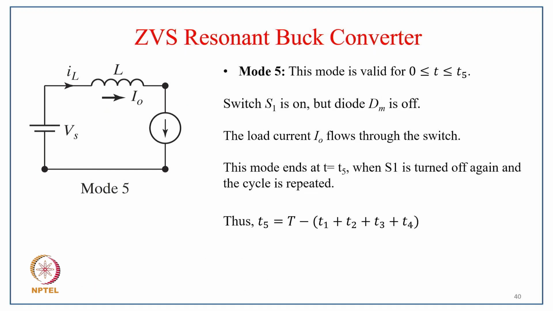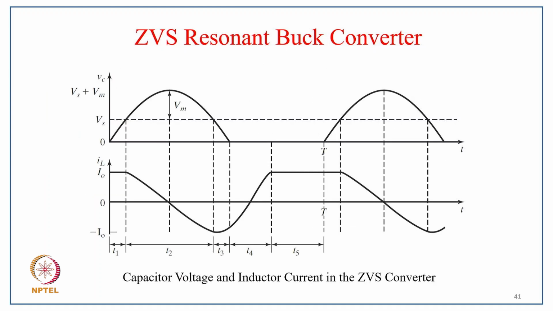Now coming to mode 5, as you can see the circuit here simply. This mode is valid with T varying from 0 to T5. So switch S1 is on, but diode DM is off. The load current flows through the switch, and this mode ends at T equal to T5 when S1 is turned off, and again the cycle is repeated. Thus T5 equals T minus, in brackets, T1 plus T2 plus T3 plus T4.